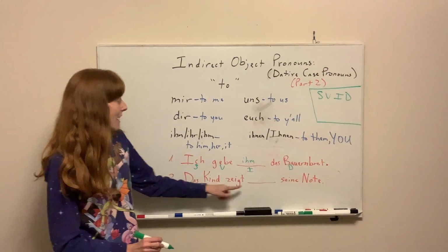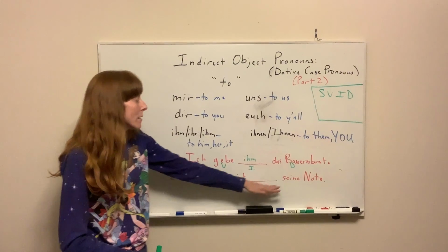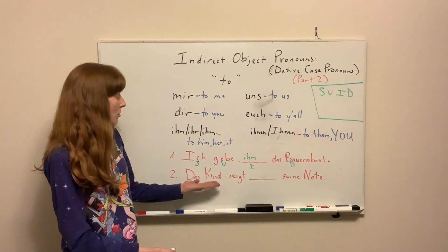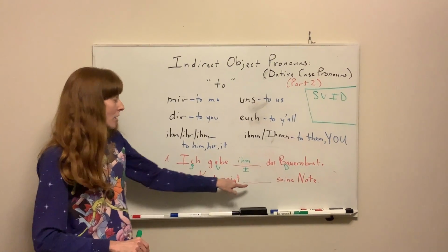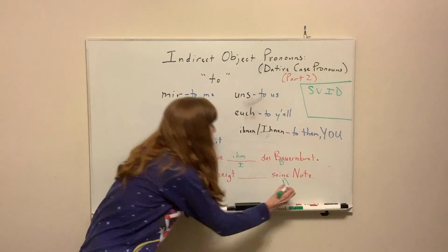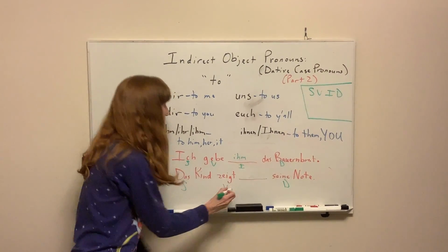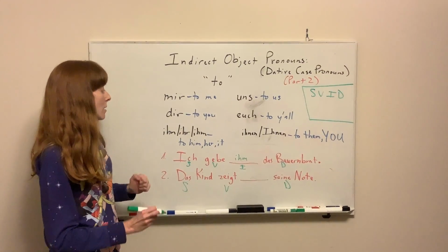Das Kind zeigt blank seine Note. The child is showing to someone his grade. Okay, so same thing. This child is showing to someone. The child is not showing the person. The child is showing the grade. So this is our direct. We've got our subject and our verb. We're going to put in one of these indirect object pronouns as the indirect object.